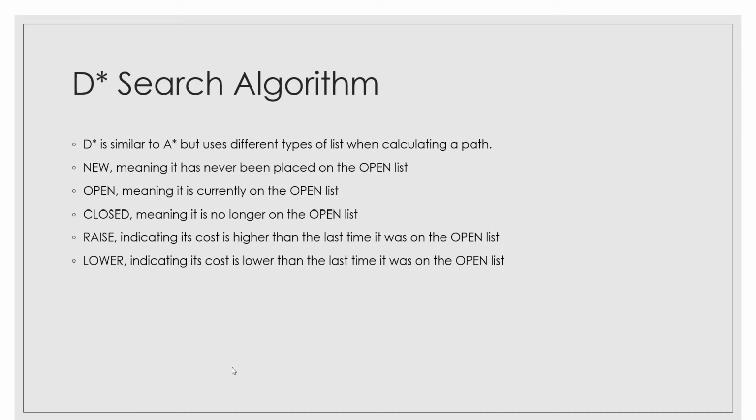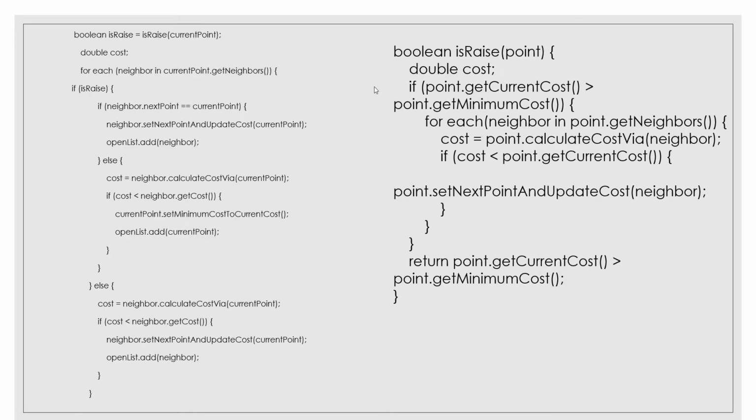Here is some code going through what was added to the A-star pretty much to get this functionality. So here you can see if the current is greater than the minimum, then you're going to update all of the neighbors and adjust the costs, so you reconfigure how you're going to move through the graph.